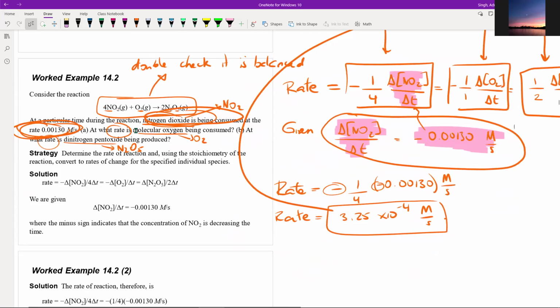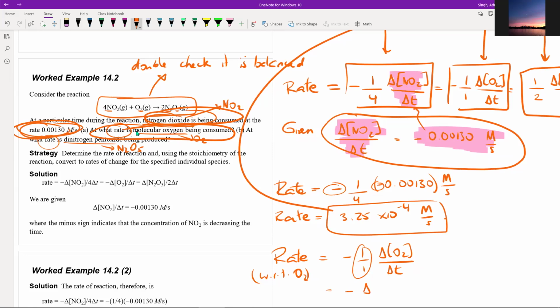So it says at what rate is the molecular oxygen being consumed? So now we can say the rate with respect to the oxygen is equal to, what do we have here? Negative 1/1 times delta O2 over delta T. Okay, so obviously the 1/1 are going to cancel out. So this ends up being negative delta O2 over delta T. And what is that equal to? Well, that's equal to the thing we just found up here.